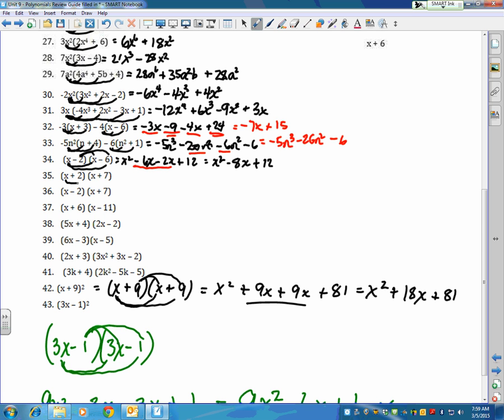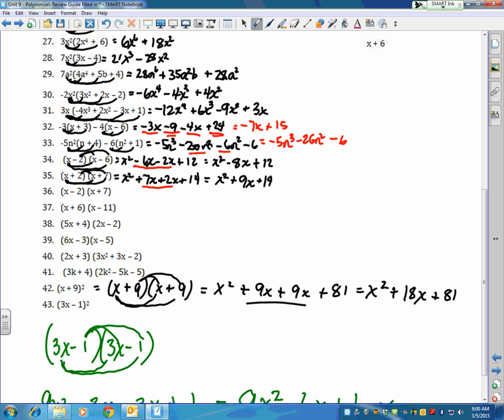Okay, we're going to do the same thing again. X times x, x squared. X times 7, 7x. 2 times x, 2x. And 2 times 7, 14. Combine your middle two terms, and you get x squared plus 9x plus 14. And that's because you combined these two.